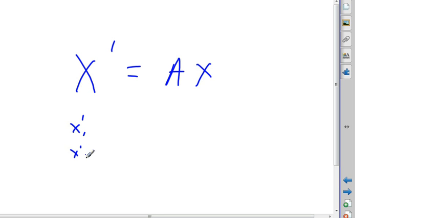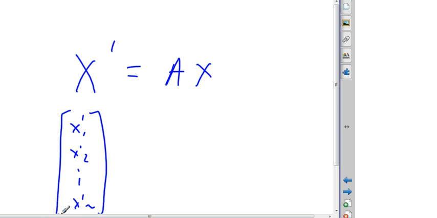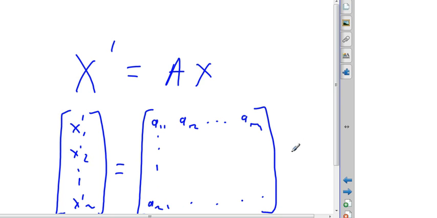And then Theorem 1 says if I have a vector x prime equal to Ax, so I've got x prime 1, x prime 2, down to x prime n, is equal to a 1 1, a 1 2, out to a 1 n, down to a n 1. So I've got some square matrix times x1, x2, x3, down to xn.